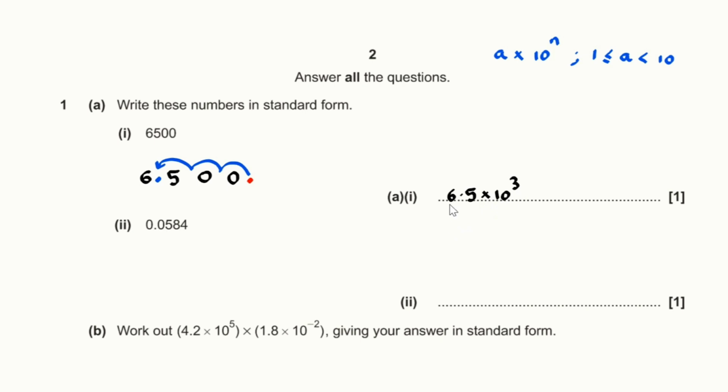Next, we've got 0.0584. Well, we begin with the 0.0584, and we need to move this decimal place 1, 2 to the right. And so what we'd end up with is 5.84 times 10 to the power of minus 2.